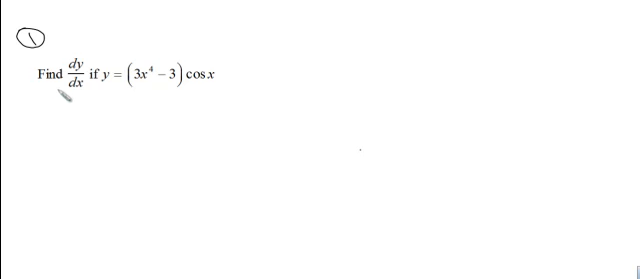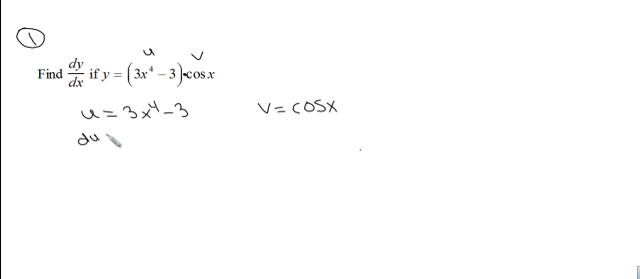Okay, for number one, we need to find the derivative of the function y equals (3x to the fourth minus 3) times cosine x. In order to do this, since we have a product, we have to use the product rule. So we're going to let u be 3x to the fourth minus 3. V is cosine of x.